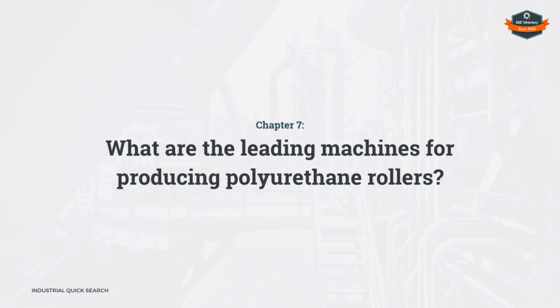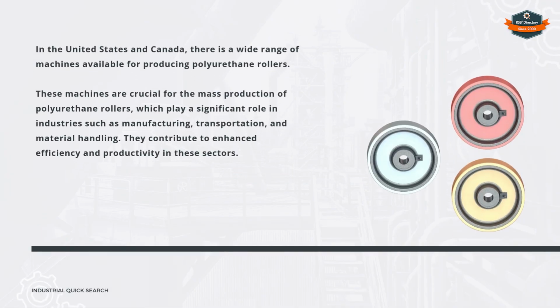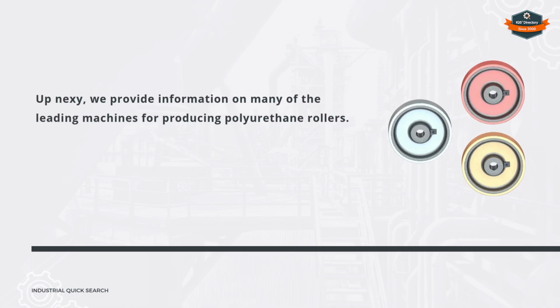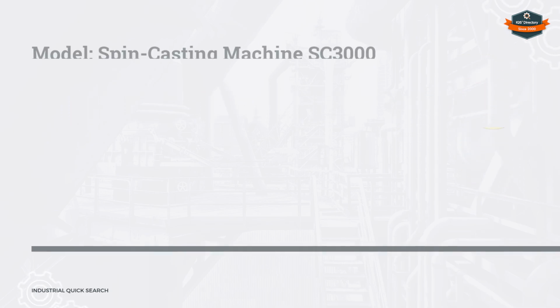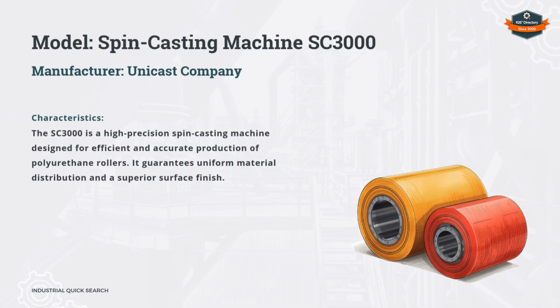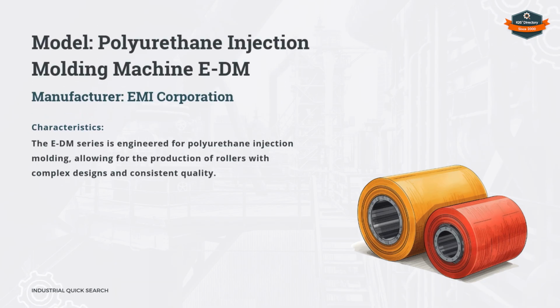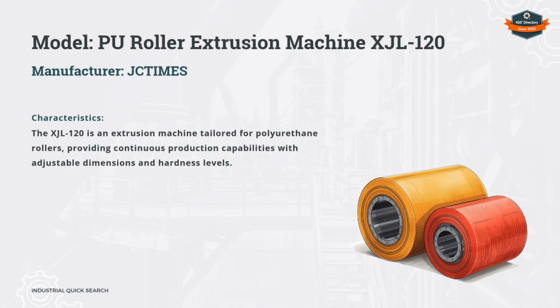Chapter 7. What are the leading machines for producing polyurethane rollers? Model, Spin Casting Machine SC3000. Manufacturer, Unicast Company. Model, Polyurethane Injection Molding Machine EDM. Manufacturer, EMI Corporation. Model, PU Roller Extrusion Machine XJL120.